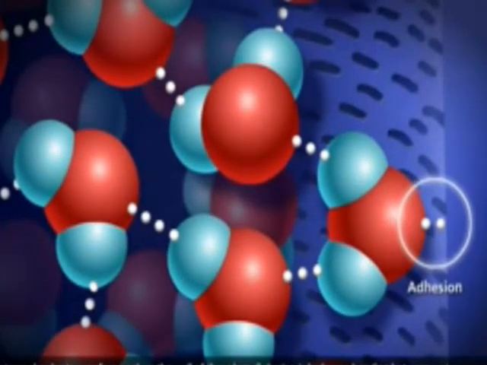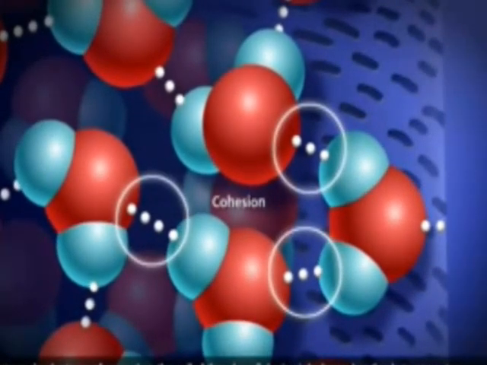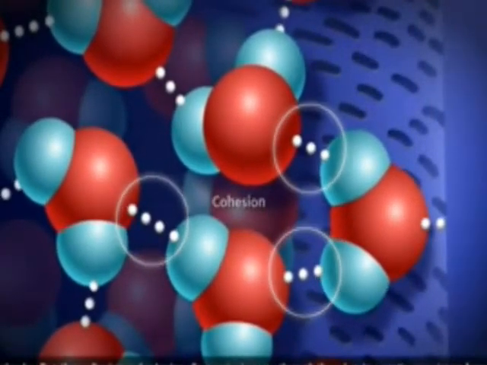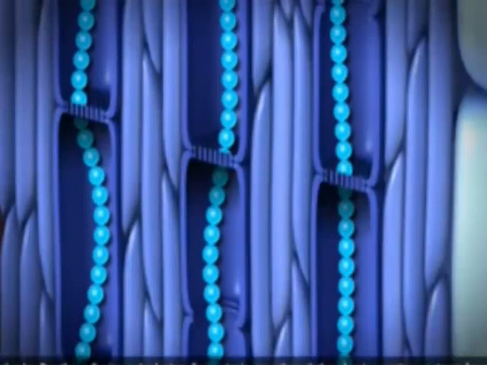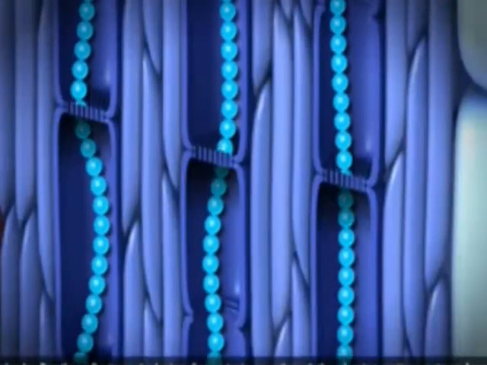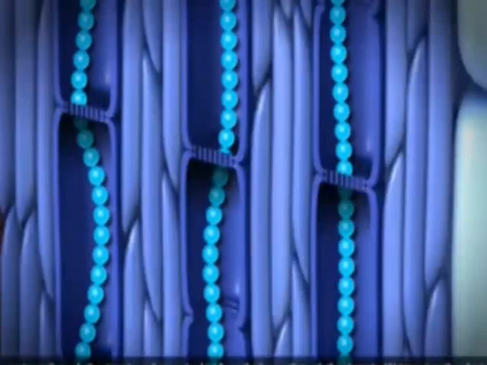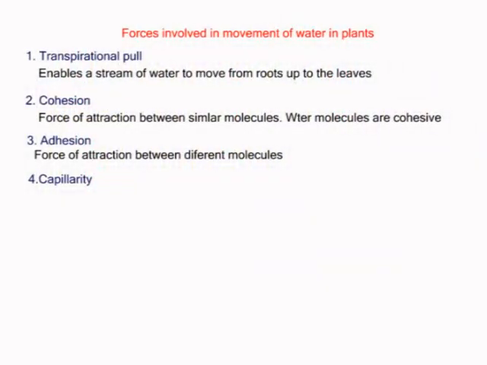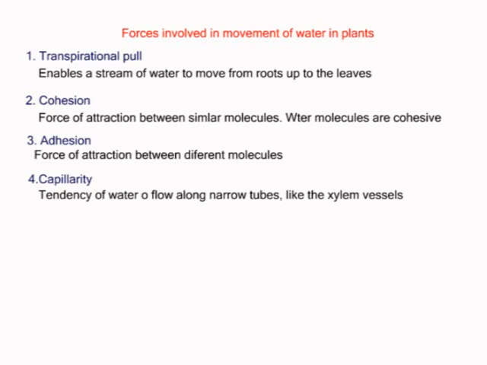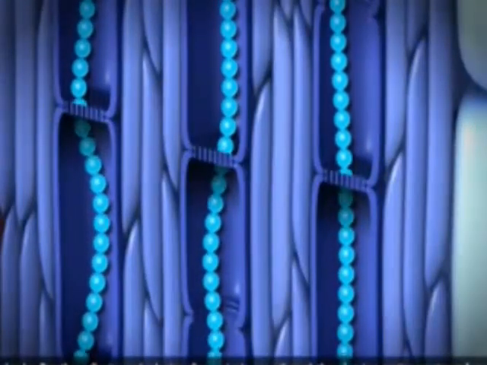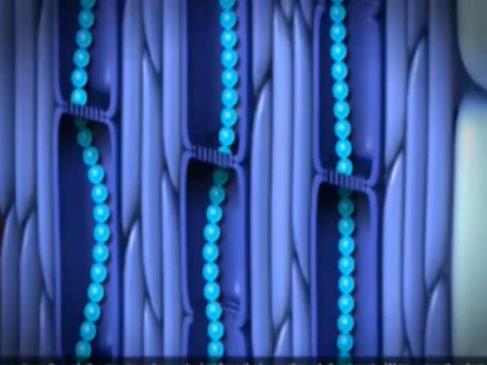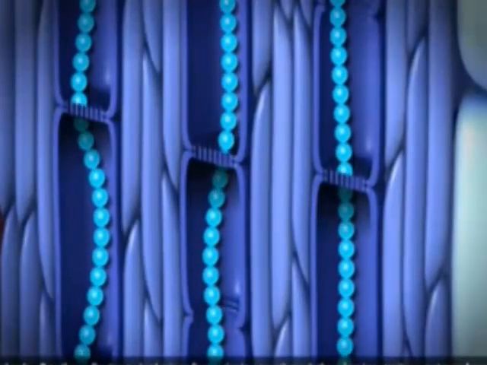Now, cohesion and adhesion forces maintain a continuous column of water in the xylem vessels from the root to the leaves of the plant. The next force is capillarity, and capillarity is the tendency of water to rise in very narrow tubes. The lumen of the xylem tracheids and vessels is very narrow, and this enables water to rise by capillarity. Capillarity is assisted by adhesion and cohesion forces as well.